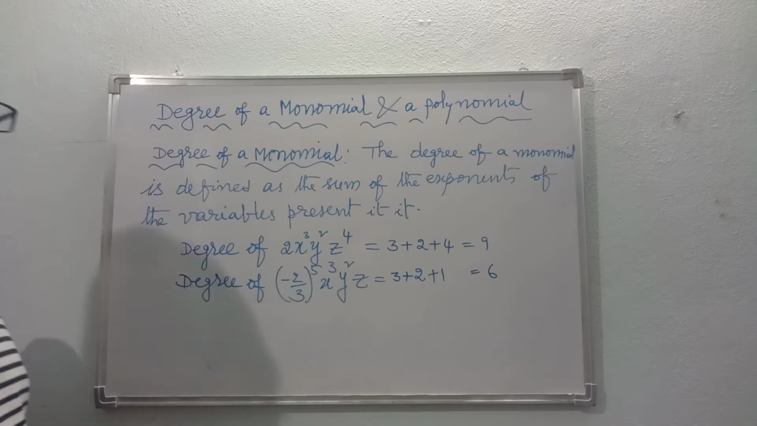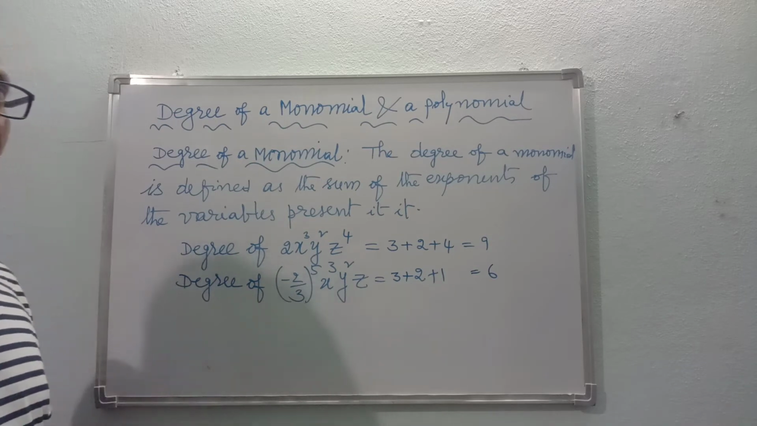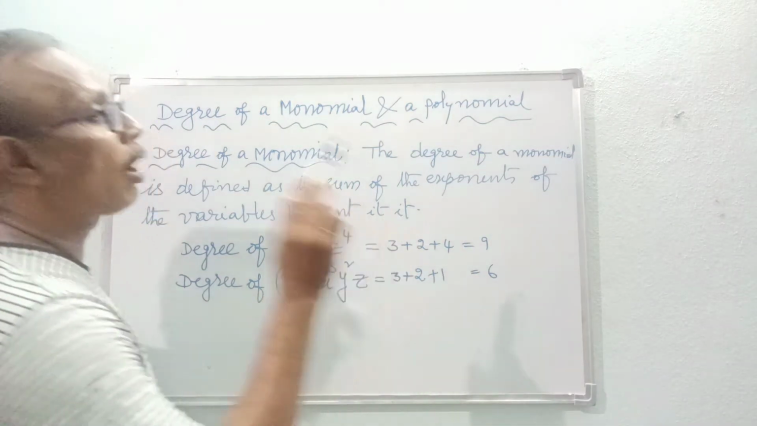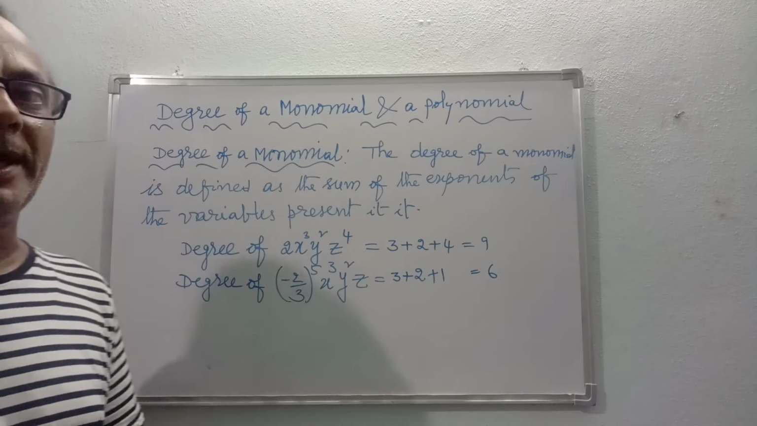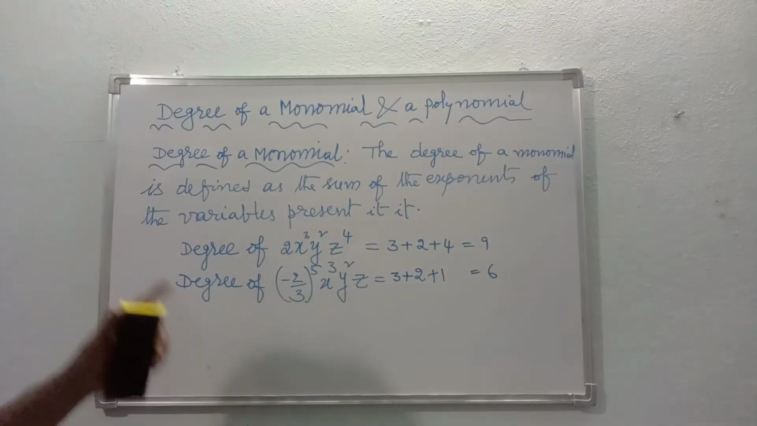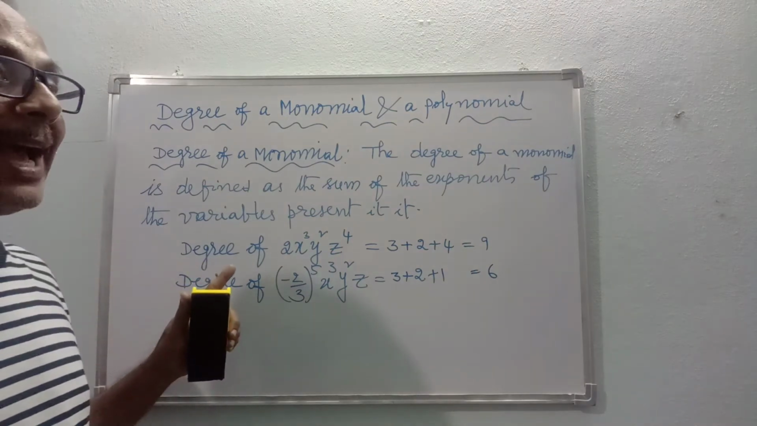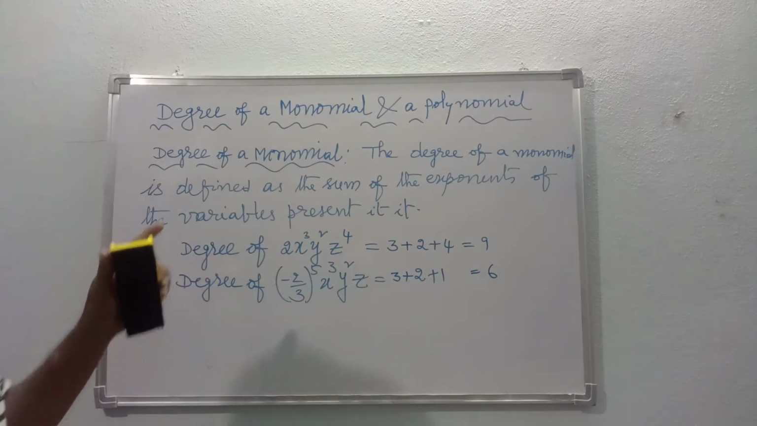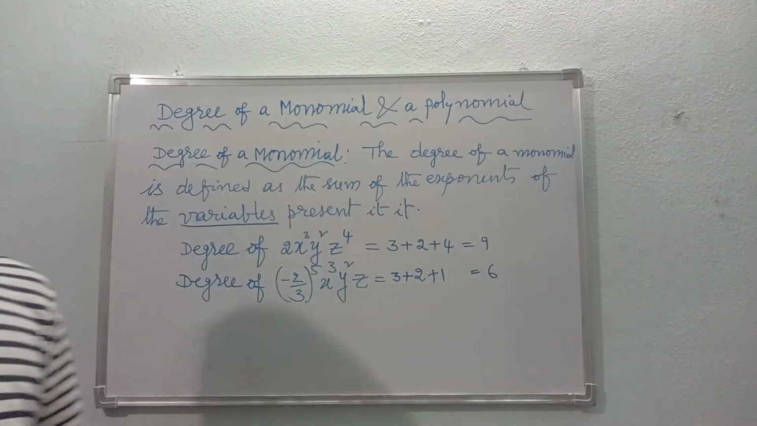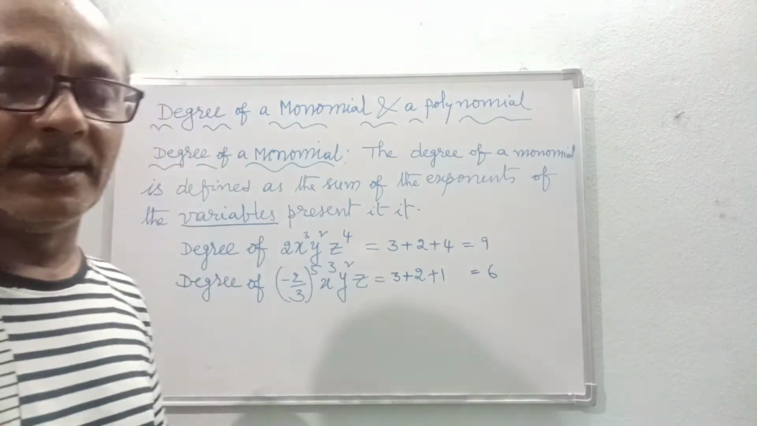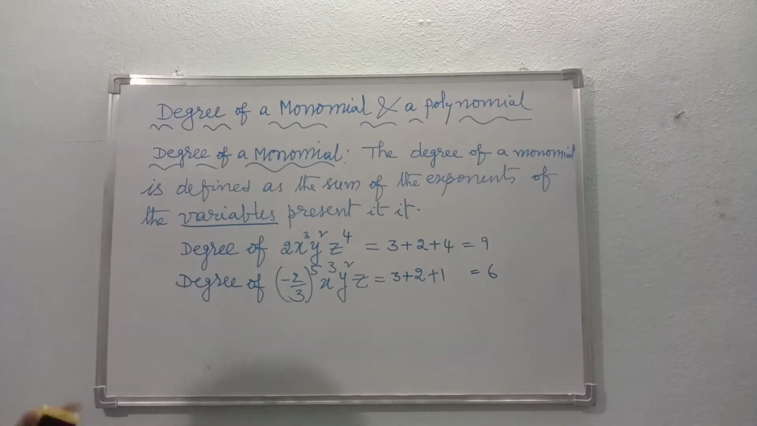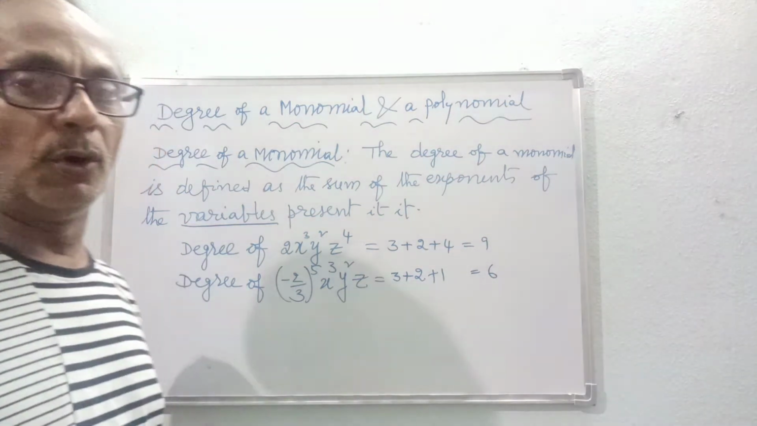Some of you may have a doubt in your mind. Why is the exponent 5 not added? It is also an exponent, but why is it not added? Students, I told you the degree of a monomial is defined as the sum of the exponents of the variables present in it. But minus 2 by 3 is not a variable. It is a constant. That is why I haven't added the exponent 5 while finding the degree of this monomial.